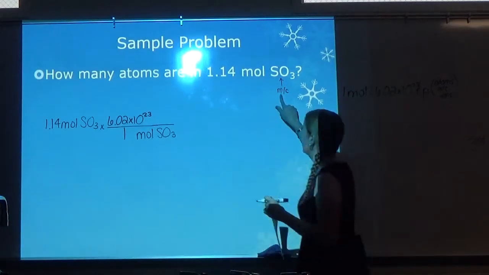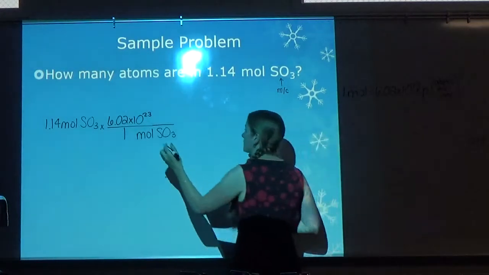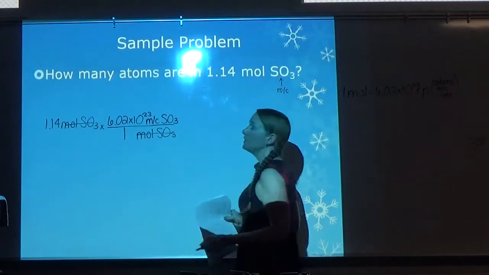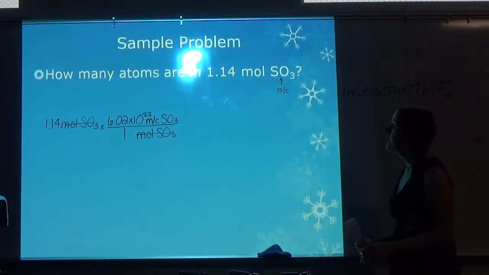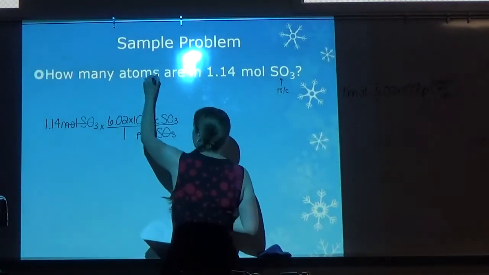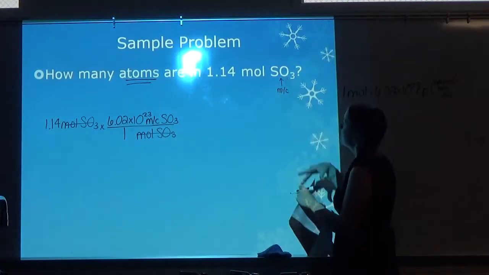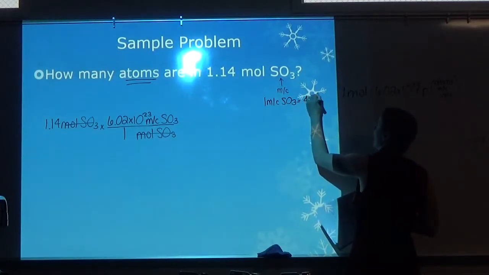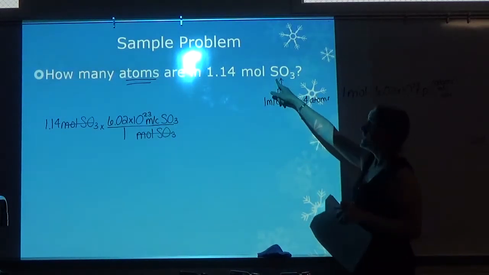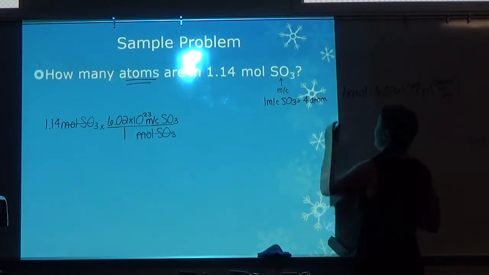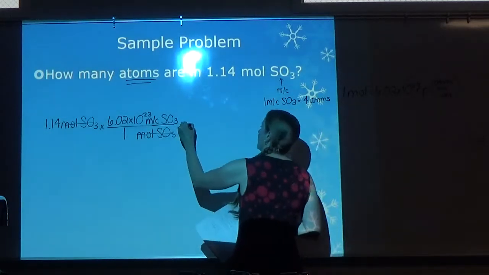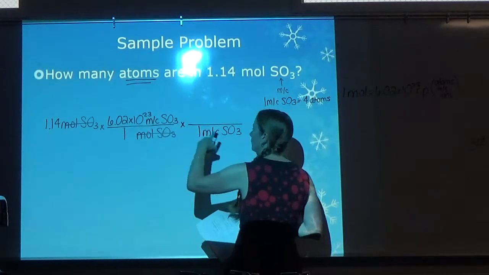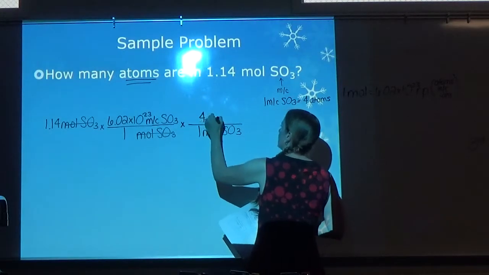But remember, we decided SO3 is a molecule, not an atom. So I'm going to put molecules of SO3. Again, that's the important thing. If it's a molecule and not an atom, you can't just call it an atom. But it asks me for atoms. So I have to take into account that 1 molecule of SO3 is actually 4 atoms. Because see, we have 1 S and 3 O's. So it's actually 4 atoms. So I have to then do another step where I say 1 molecule of SO3, because again, I'm following my golden rule, molecules of SO3 equals 4 atoms.